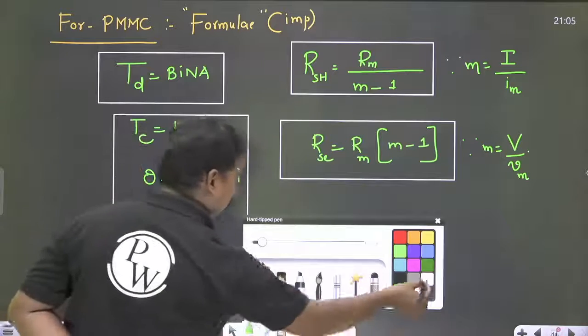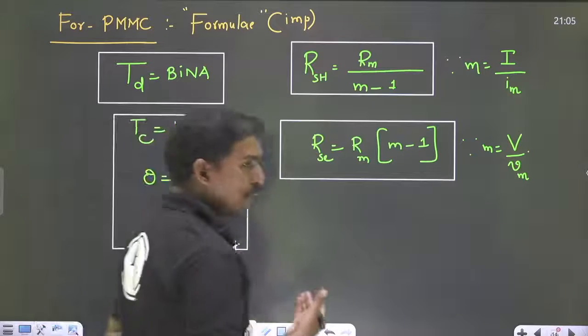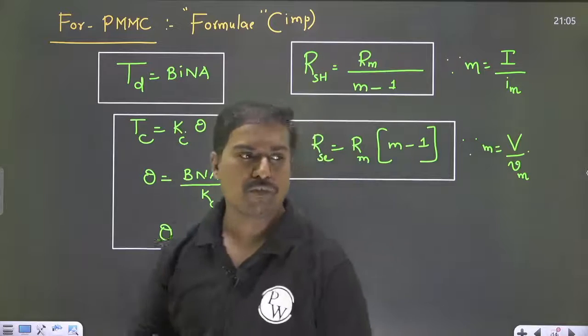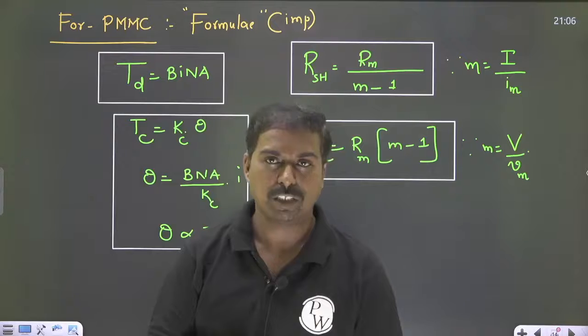PMMC always measures the average value. So in the exam, we are going to get questions on waveforms. PMMC questions are expected on waveforms. Sometimes a waveform will be given and you will be asked the range of the voltage or the range of the current.